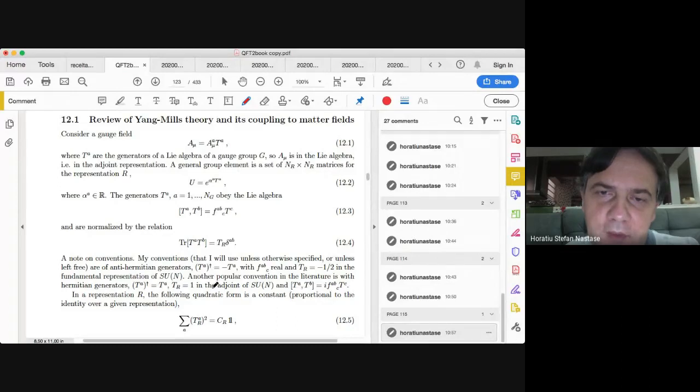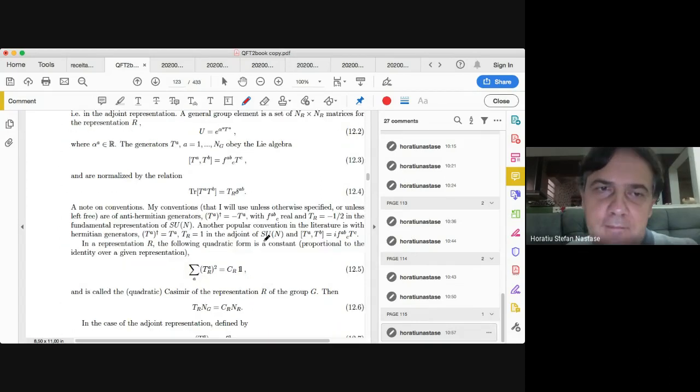Now, another popular convention in the literature is with Hermitian generators and T_R equal to one in the adjoint. That is to say, I have T_A commuted with T_B is i f_ABC T_C, and trace T_A T_B is equal to delta_AB in the adjoint. That's another popular convention, especially for Yang-Mills. But the one I use is this one, mostly because it's more used in supersymmetry. It depends; various people use various conventions, but this is the one I'm mostly using.